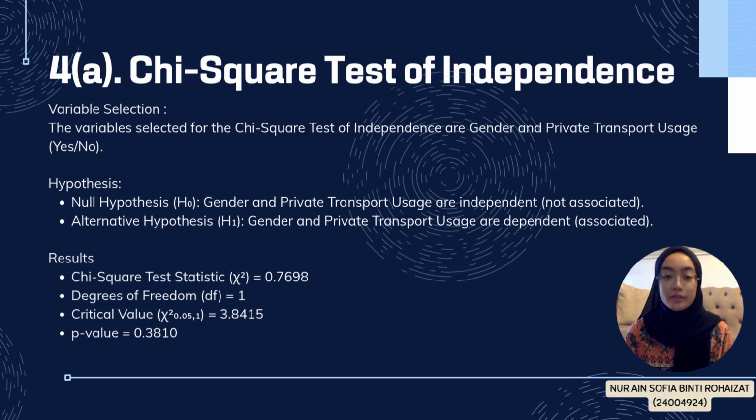I will present the chi-squared test of independence that we conducted to examine whether there is a relationship between gender and private transport usage. For this test, we selected two categorical variables, which are gender and private transport usage, recorded as either yes or no. We set up our hypotheses as follows.